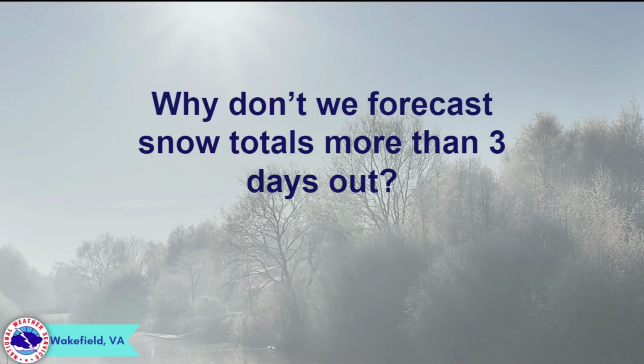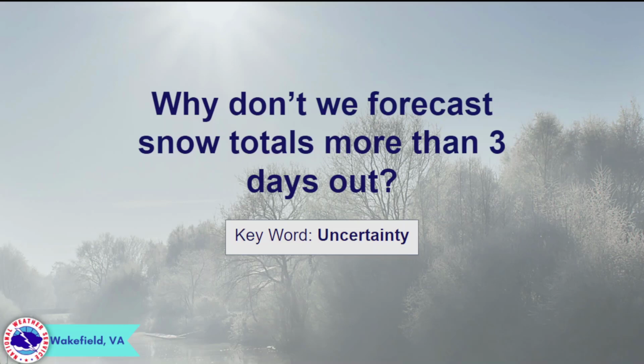All right. The next question I'm covering is, why don't we forecast snow totals more than 3 days out? If you watched the How to Check Your Forecast video, I went over that you're only going to be able to find snow total forecasts through the first 2 to 3 days. Let's talk a little bit more about why that is. The key word here is uncertainty. So the farther we go out in time, the more uncertain our forecast is.